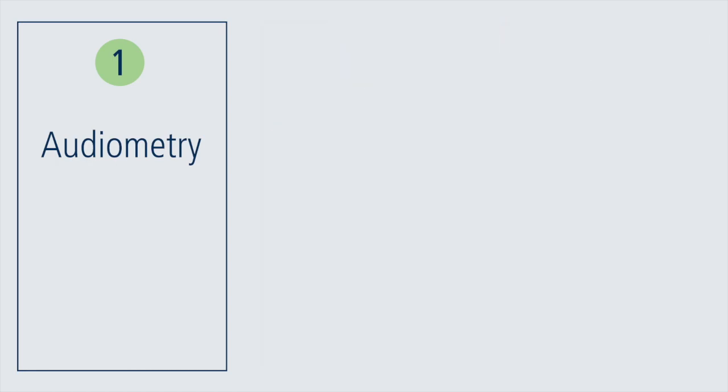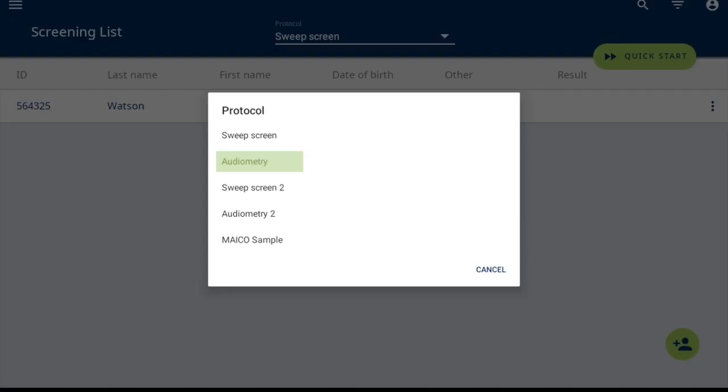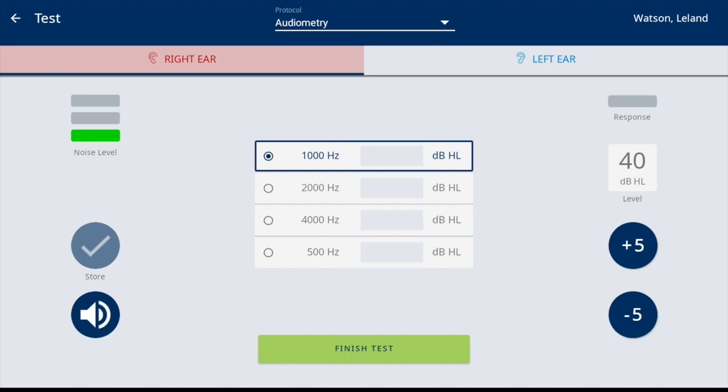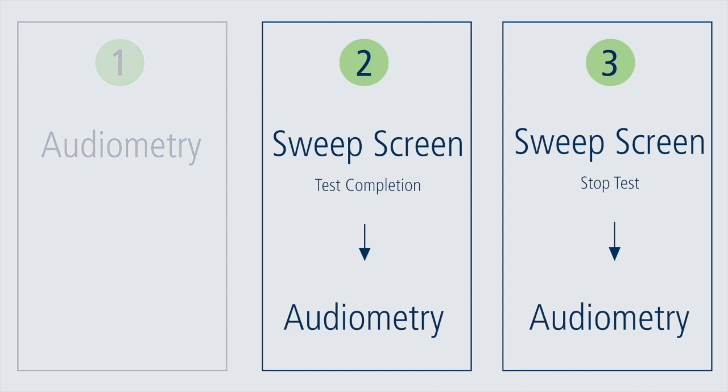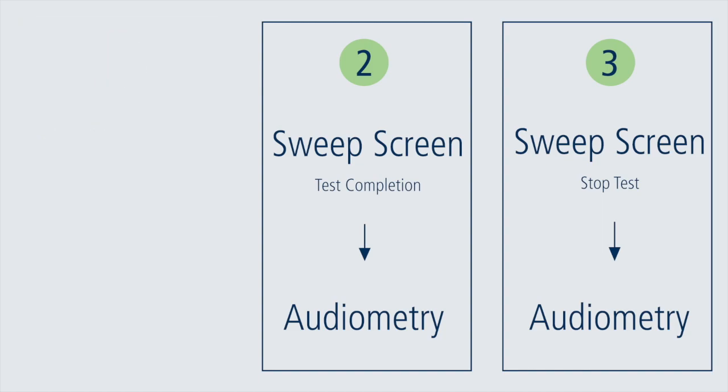Option 1 is for those screeners always needing to collect threshold measurements. Selecting an audiometry protocol prior to starting the test is the best method. For screeners that want to start with a sweep screen and only transition to collecting thresholds upon a refer result, then there are 2 additional options.